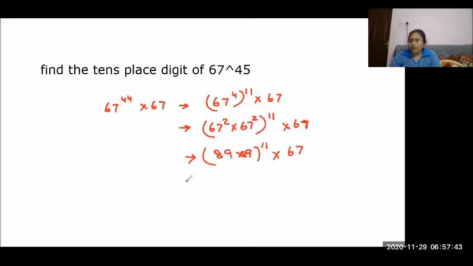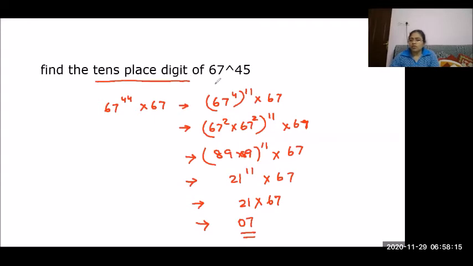Now 89 is nothing but 21. So 21 to the power 11 into 67. 21 to the power 11 is again 21, and 21 into 67, if you multiply this, 07 will be the last two digits. So the tens place digit of 67 to the power 45 will be 0. Hope this is clear.